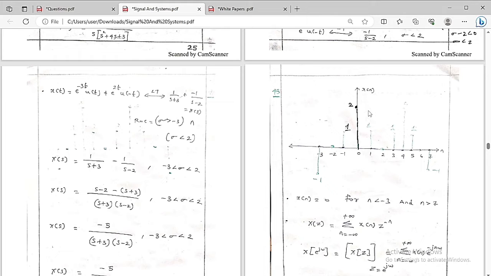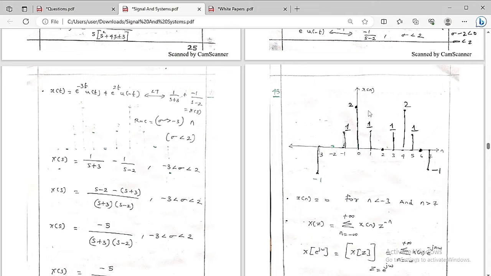Now at n is equal to 1, its value is equal to 1, and at n is equal to 2, its value is 0, at n is equal to 3, its value is 1, and at n is equal to 4, its value is 2. Similarly, at n is equal to 5, its value is 1, at n is equal to 6, its value is 0, and at n is equal to 7, its value is minus 1. So these are the values you can see clearly here. The picture was not clearly visible, so I have drawn it very neatly so that we can easily understand.